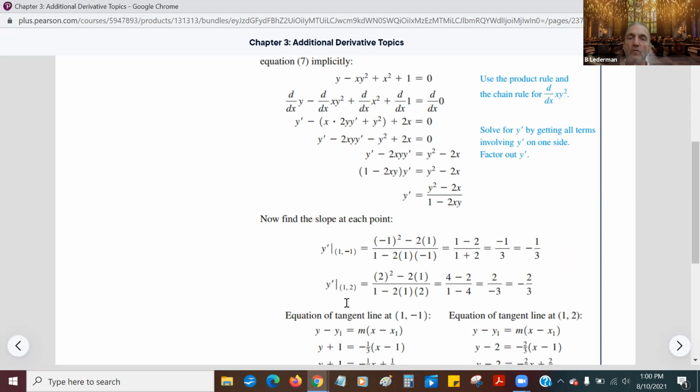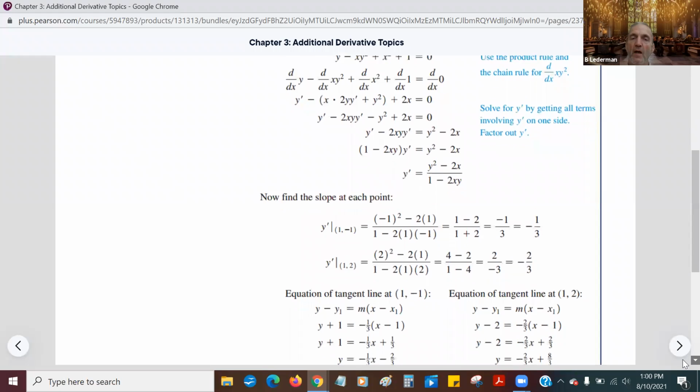And here I want where x equals 1 and y equals 2. So I just plug in 1 for x, 2 for y, crunch, crunch, crunch, and I wind up getting negative 2/3. So negative 2/3 would be the slope of the tangent at the point 1 comma 2, and it's going to be tangent to the original graph.